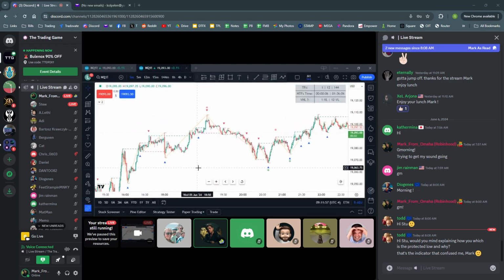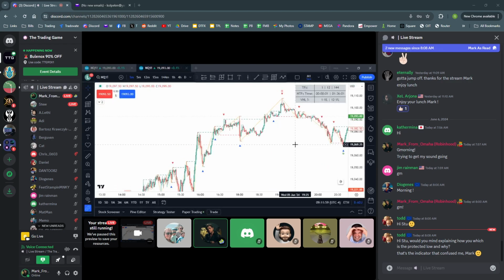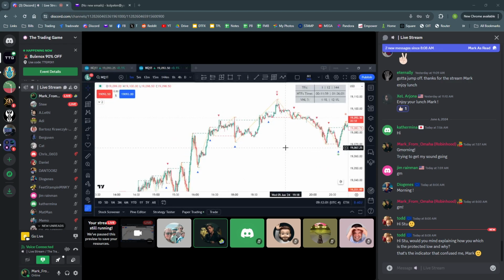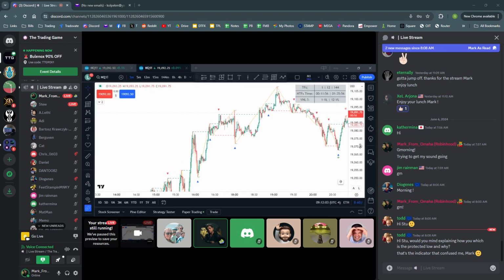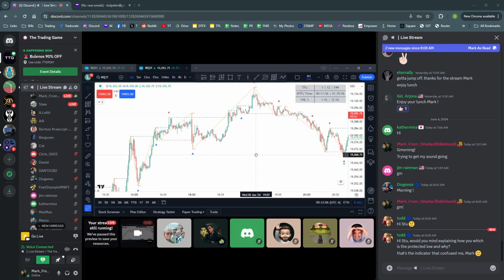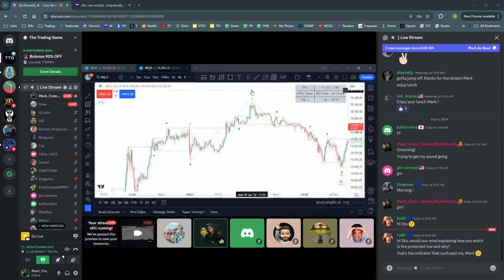So the little green diamonds and the red diamonds are the protected or the valid highs and lows on the 12 minute. The one we're looking at right now, like this blue diamond and this red, or sorry, not diamond, the triangle. Yes, the diamonds are the valid highs and lows on the 12, and the blue and the red are the protected lows and highs on the 1. Okay, awesome.